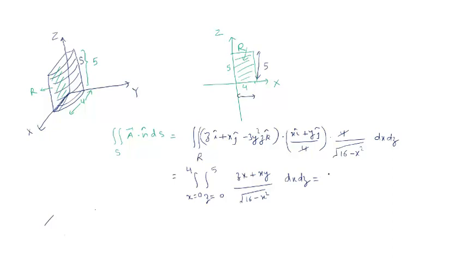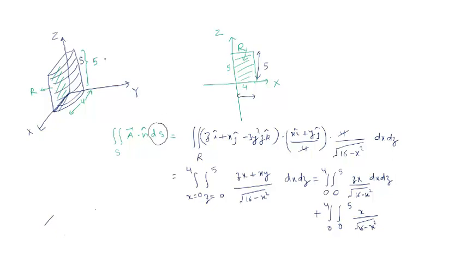So it becomes 0 to 4, 0 to 5, zx upon square root 16 minus x square dx dz, plus 0 to 4, 0 to 5, x upon square root 16 minus x square into y.